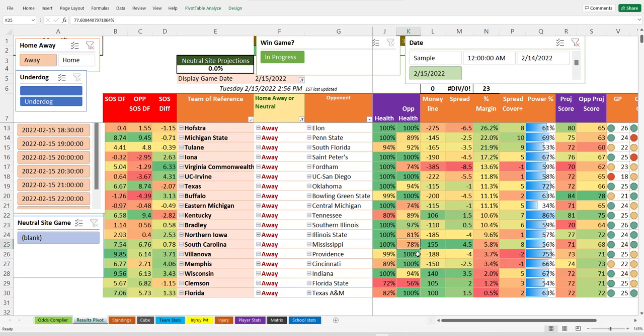South Carolina, Mississippi, we talked about that. Talked about Clemson. Anything else down here? I think that's about it.